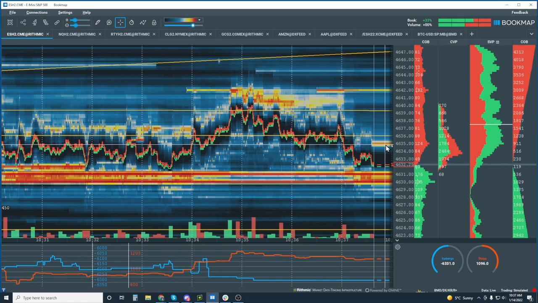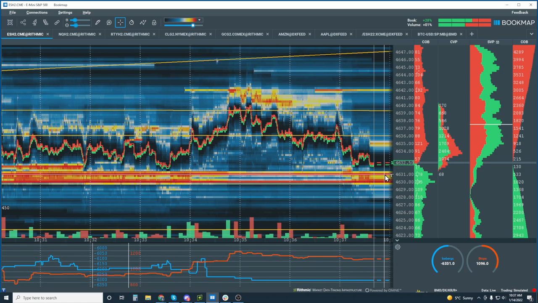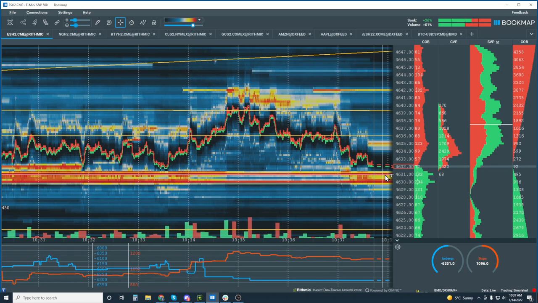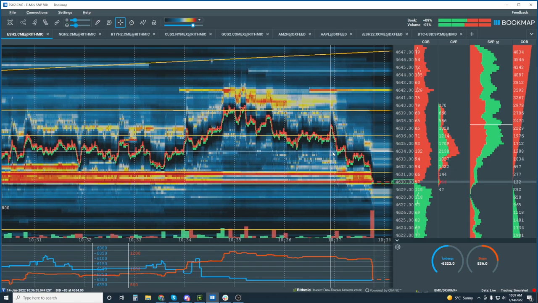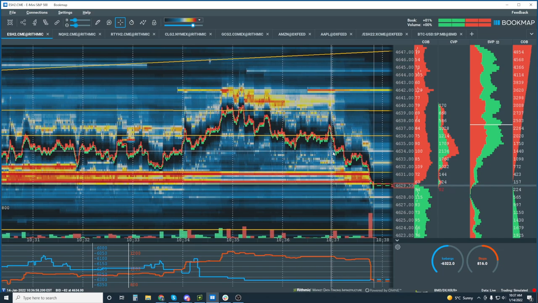Here's our distinction on the offer. Sellers, we should be able to trade into this now. Looking for the move into 30 and 31. And there it is. Beautiful. Okay, so stop run as well.